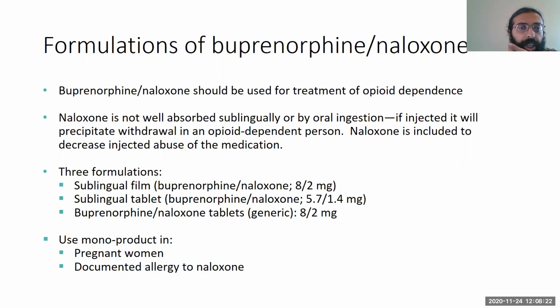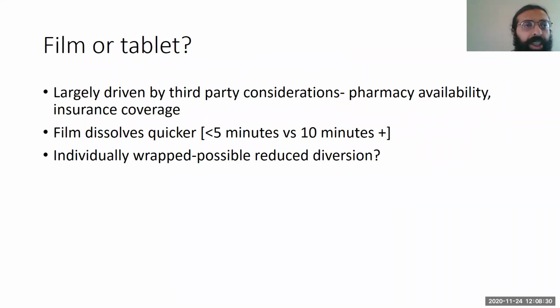And there are three different formulations: the film and two different forms of tablets, all equally efficacious. Film or tablet is largely driven by third-party considerations: what's available in local pharmacies and what's covered by insurance. Here in New Mexico, I can tell you that it's the film that's most widely available and most likely to be covered, certainly by our Medicaid.